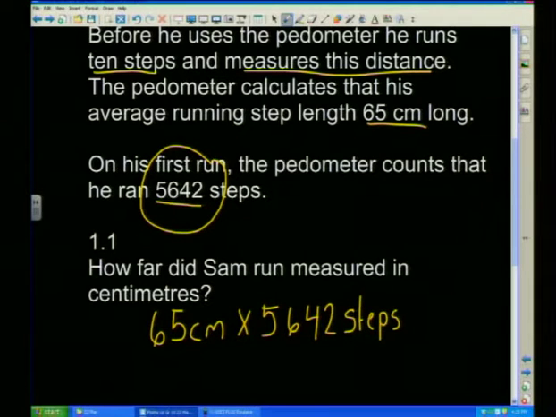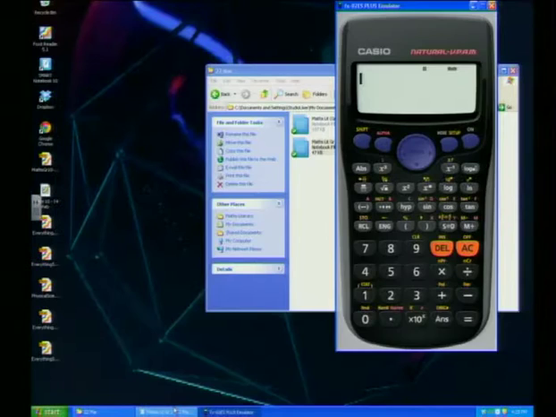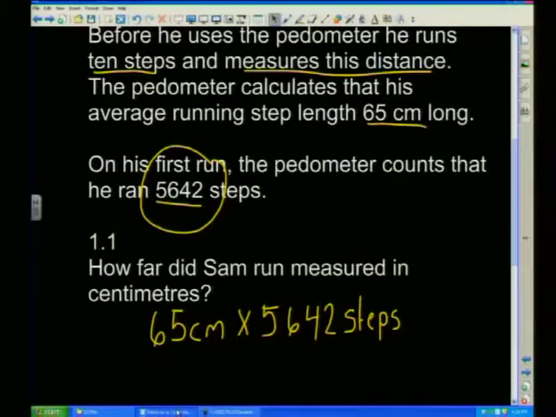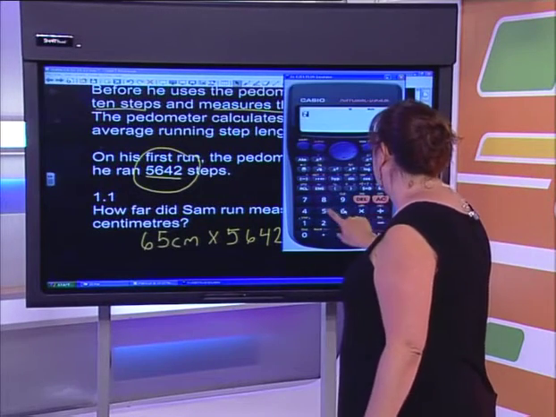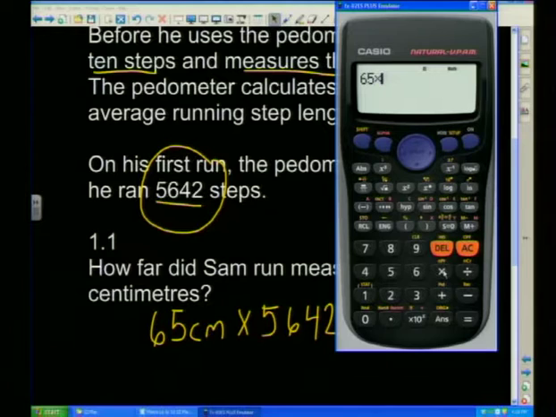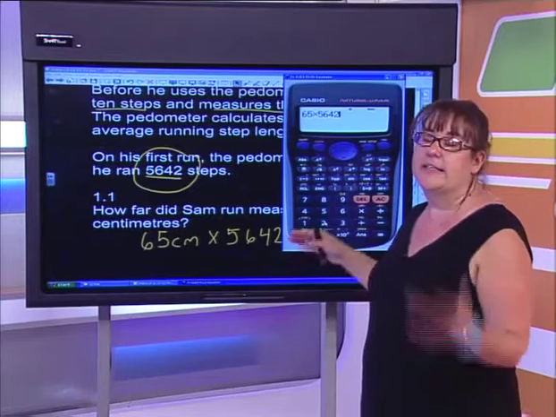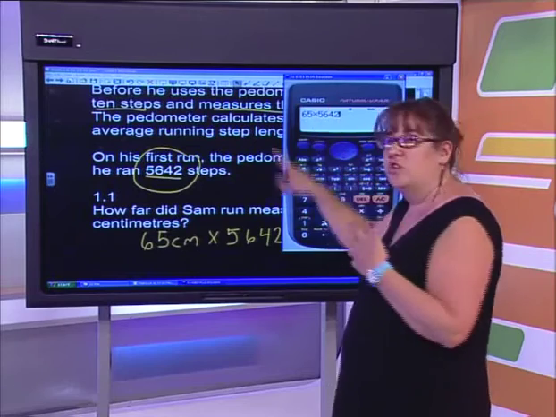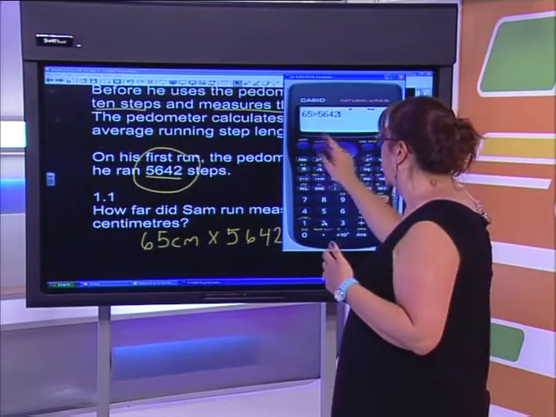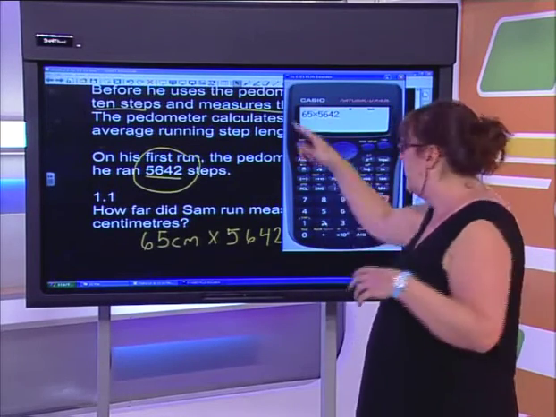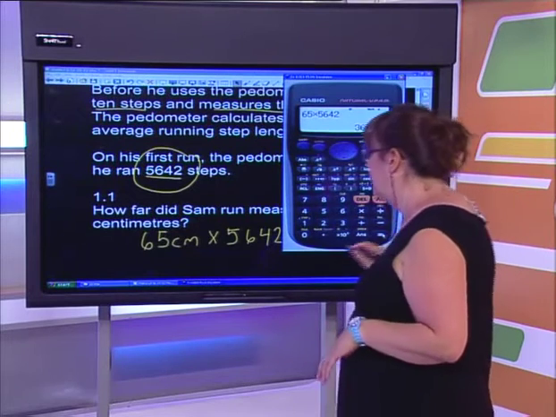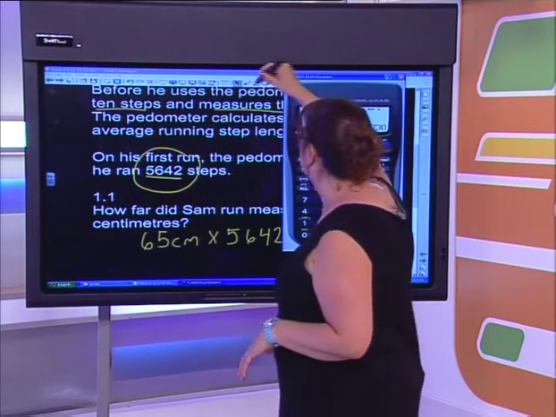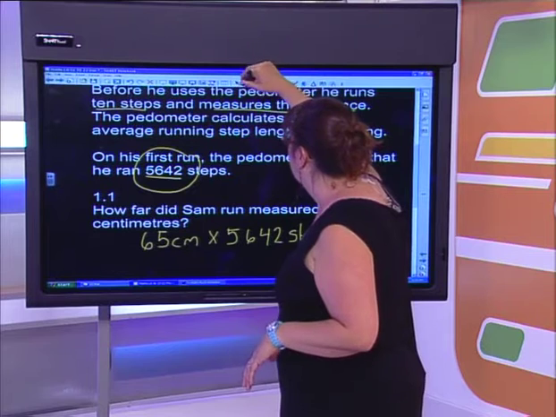Now I think I'm going to need a calculator for that. So let's get our calculator up, and we've got 65 times 5,642. And whenever I use the calculator, guys, and I get into the habit of doing it, just check that you actually have the correct numbers typed into the calculator. And we get an answer of 366,730. So now that's what we've got to remember.